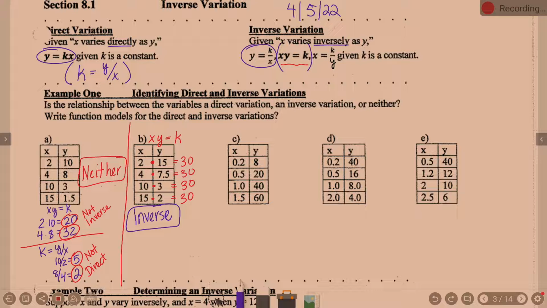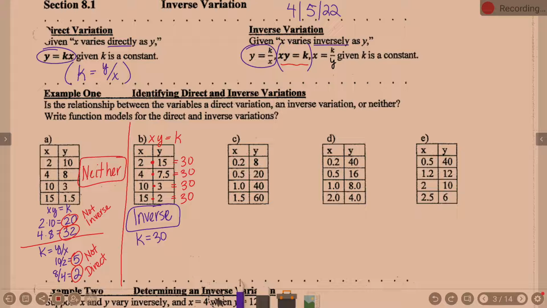Okay, as an example of inverse variation, what did we just find k to be? 30. We just found k to be 30, didn't we? What is a function model I could write to represent this? In other words, using x and y and 30. I heard multiple different things and I could not separate them out. Sorry, I tried. It did not happen.